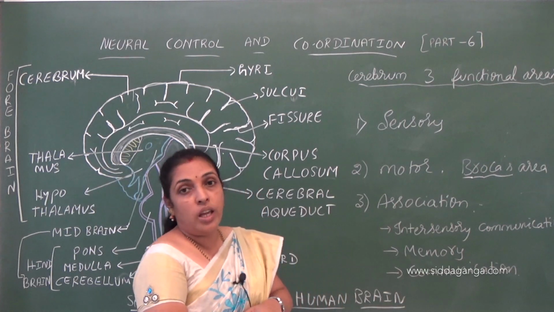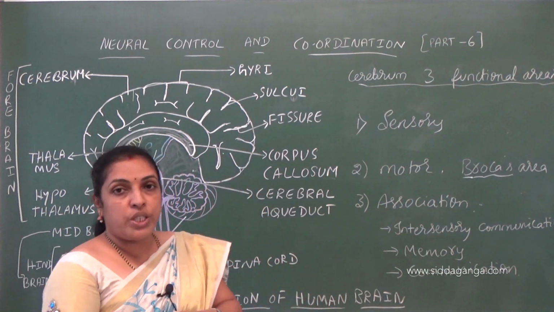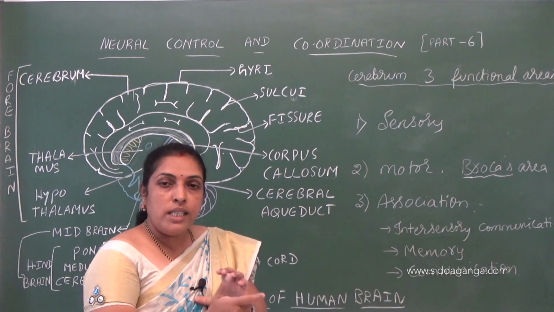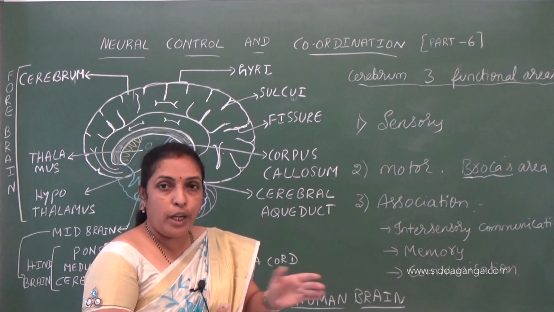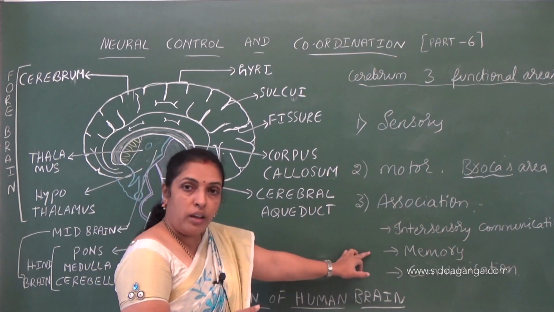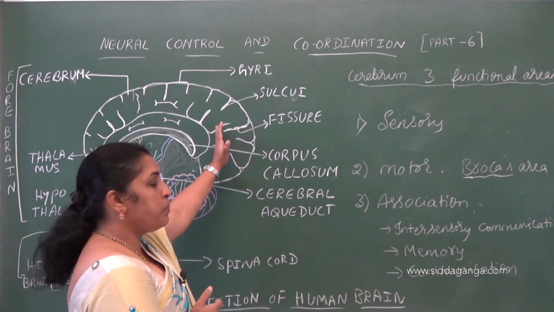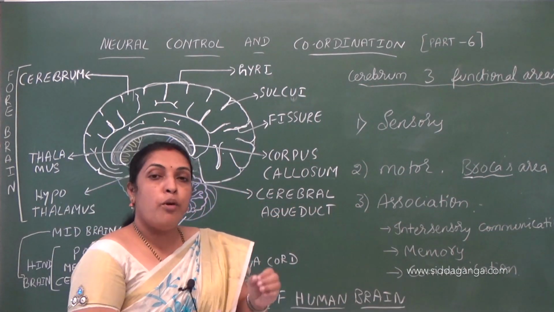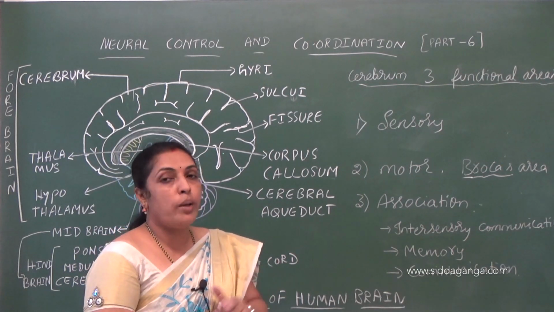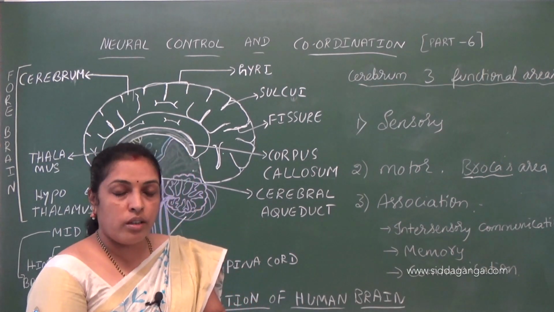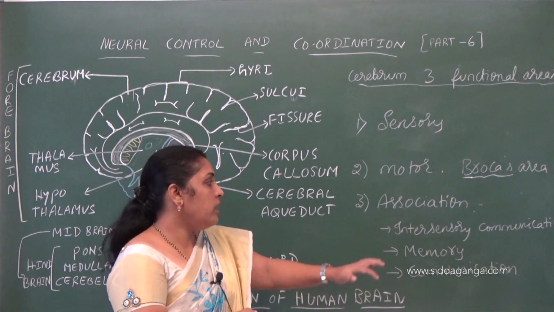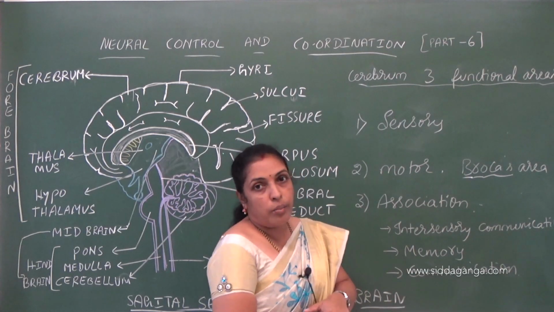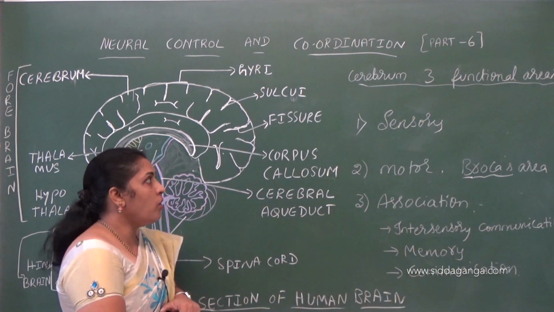Intersensory communication means all the sensory inputs which enter the cerebral cortex are associated and interconnected with each other to interpret properly. Memory: association areas, with the other lobes present in the cerebrum, are able to record memory of past events. There are two types of memory, short-term memory and long-term memory, and these association areas also have the ability to control communication. So this is about the cerebrum.